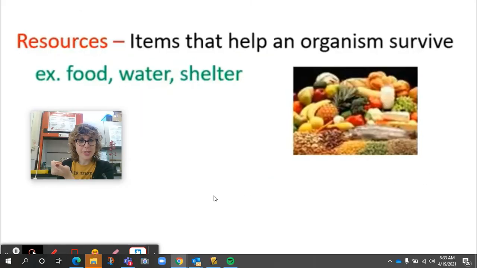Okay, what is a resource? A resource is anything that's going to help an organism to survive. So food is a resource that humans use to survive. Water, shelter. But really food, water, and shelter are critical resources that almost all living things require to continue survival.